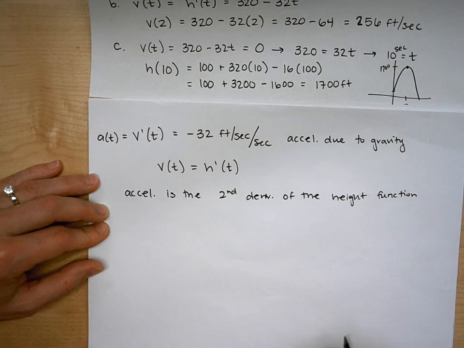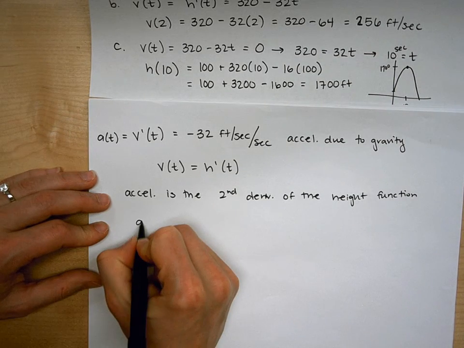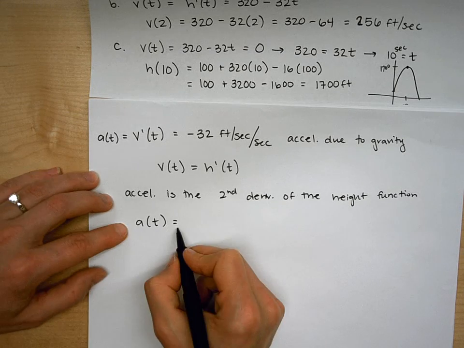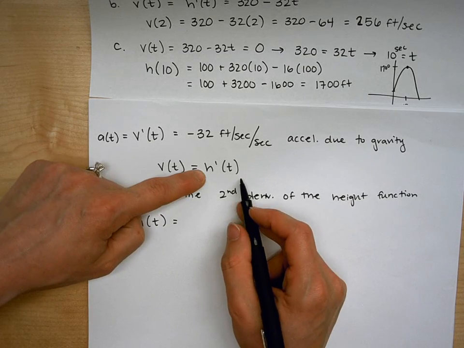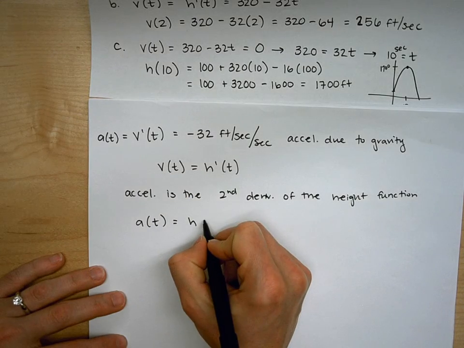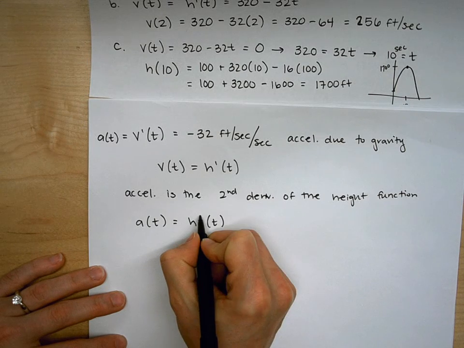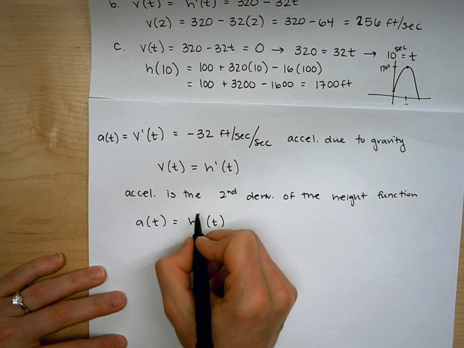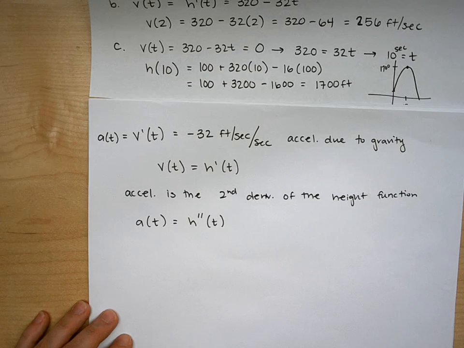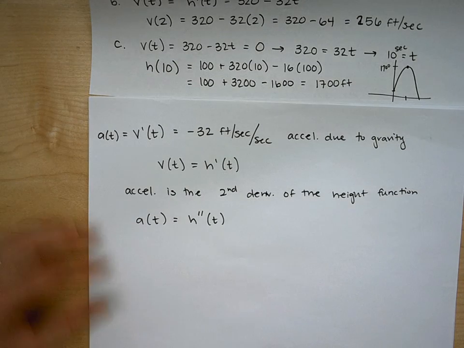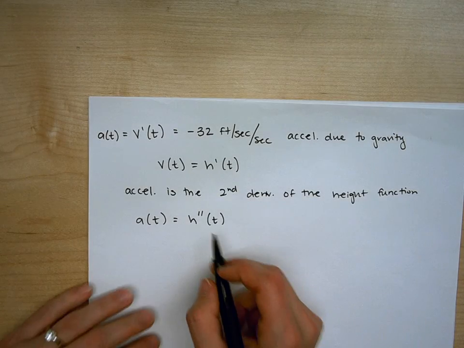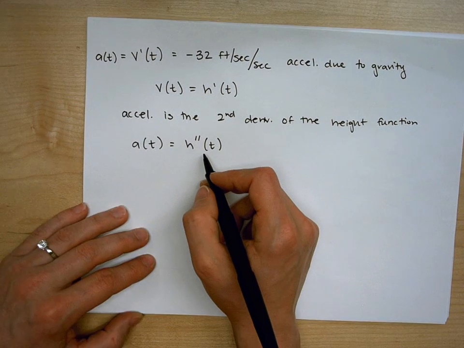Okay, so one way that we can write that, because maybe I want to write the acceleration function in terms of the height function, when we talk about a second derivative, instead of putting just one prime there, that would be the first derivative, we're going to put 2. That would be the second derivative. Okay, so acceleration is really the second derivative of the height function.